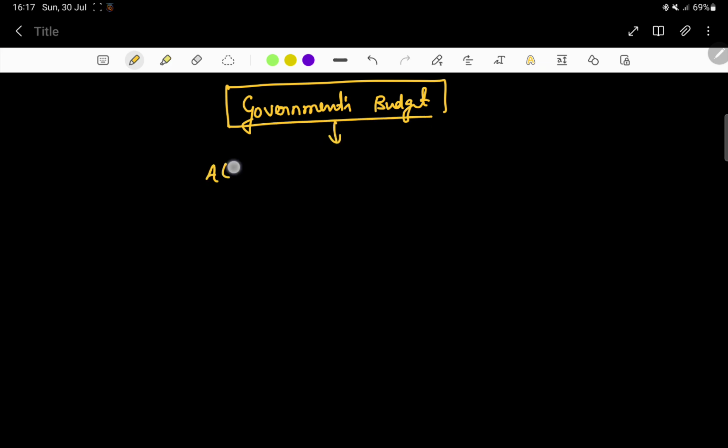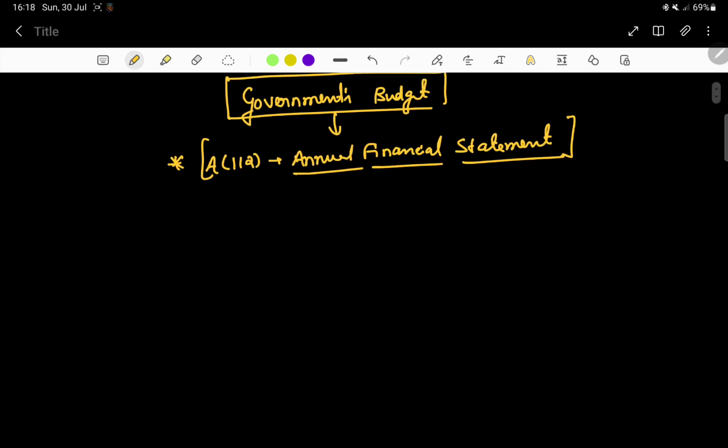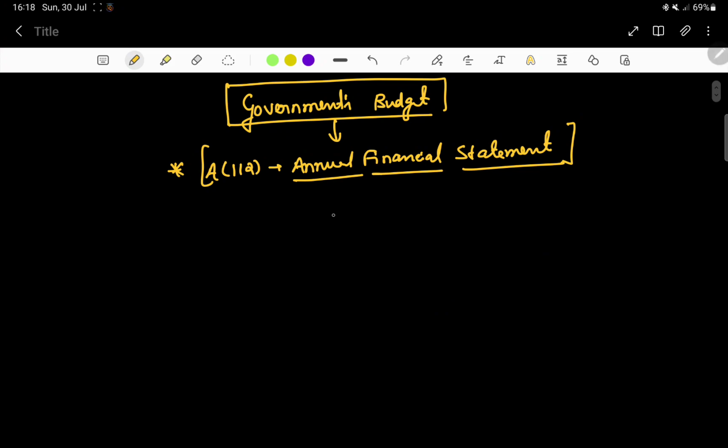It is Article 112 which talks about the annual financial statement. So this annual financial statement holds the key for the government's budget, but the word budget is nowhere mentioned in the Indian Constitution. So if we look at the budget, the budget has two aspects.